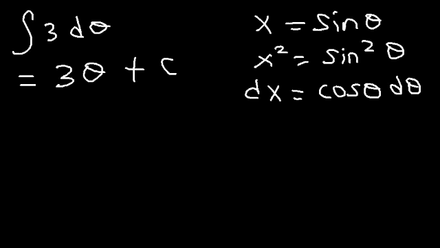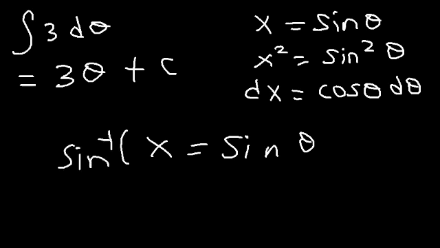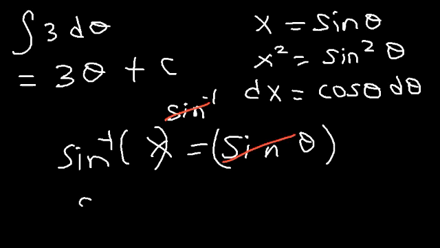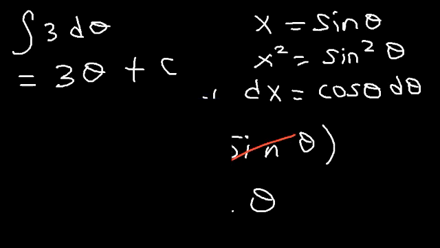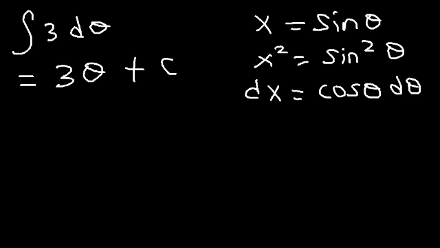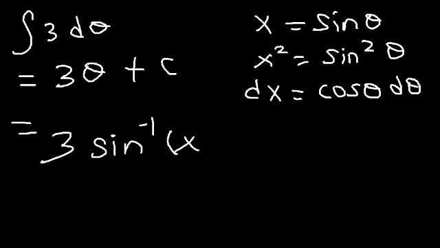So now our last step is to replace theta with something. So if x is equal to sine theta, what we need to do is take the inverse sine of both sides. The inverse sine of sine theta is simply theta. These two cancel. So inverse sine x is equal to theta. So the final answer is 3 inverse sine x plus c.